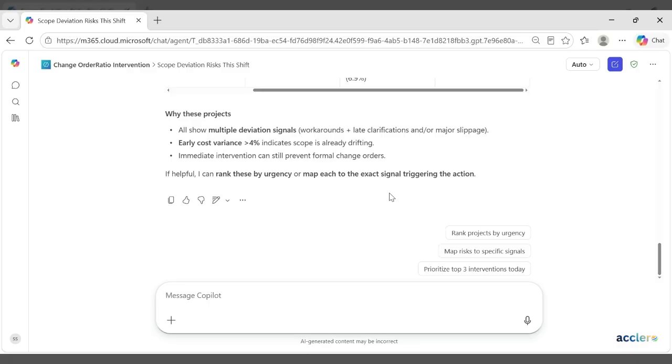By shifting the focus from reactive correction to proactive execution, this agent will help to reduce disruption, control cost, and prevent change orders before they occur.